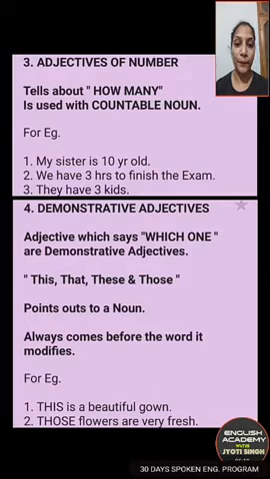They tell you about the noun, and they always come before the word they modify. For example, this is a beautiful gown. Right here, this is a demonstrative adjective because it is pointing towards a noun which is very beautiful. So this is a beautiful gown.